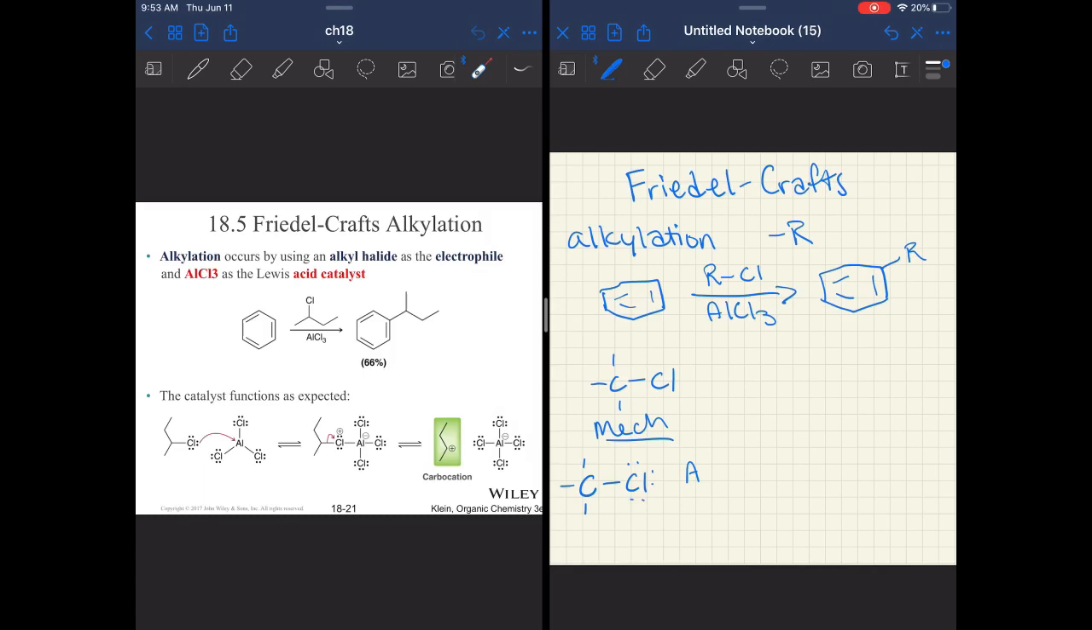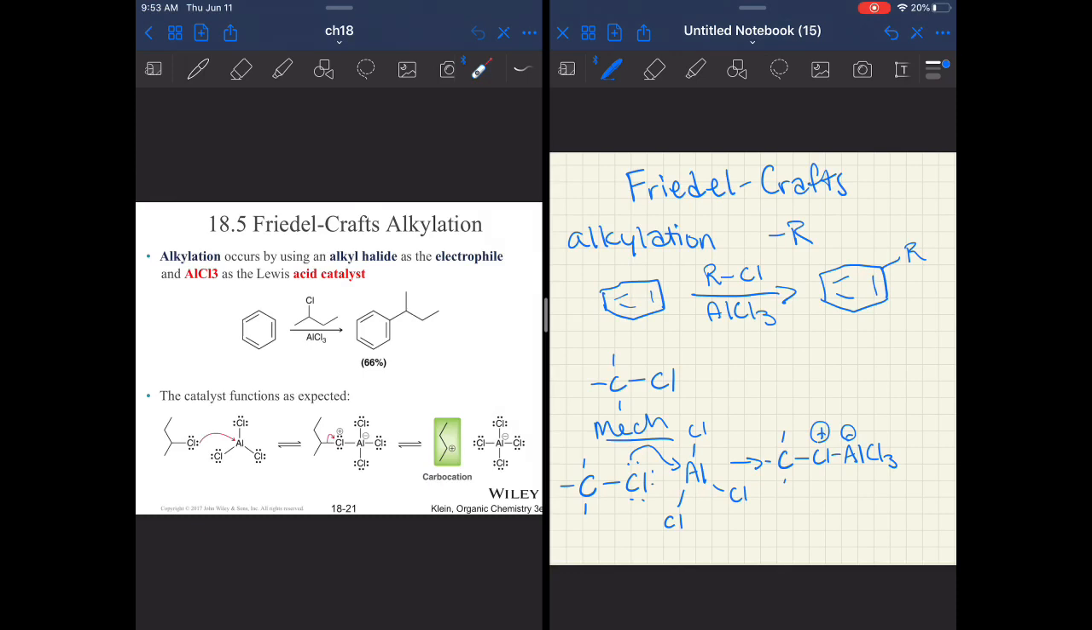It's going to look very similar to what we did in our halogenation. The halogen is going to form a bond to the metal, to the aluminum. It's going to donate its electrons to that Lewis acid, which will accept them. That's going to make this complex where you have a plus charge on the chlorine, a minus charge on the aluminum.